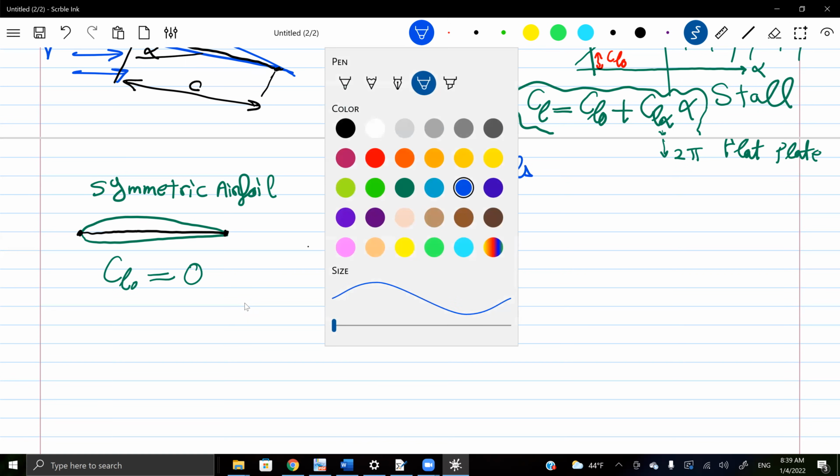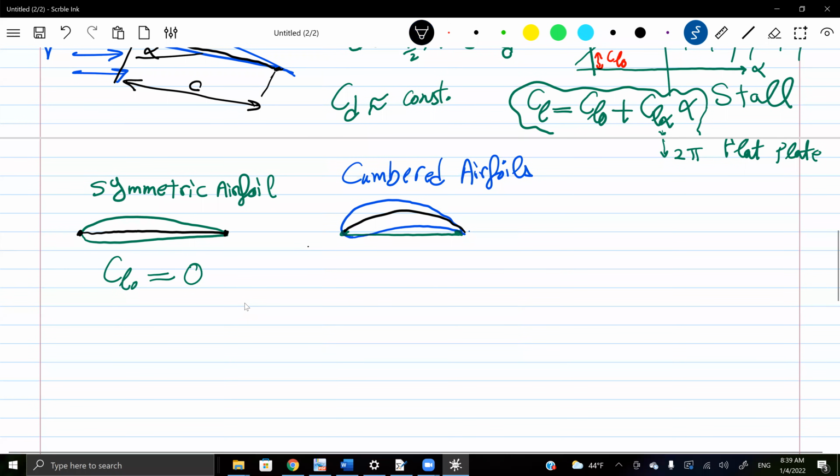For cambered airfoils, they have non-zero CL note, and it really depends on that camber. So the maximum camber we call H. The CL note is really proportional to this H. It's 4 pi H over C if it's a circular arc camber. Any questions?